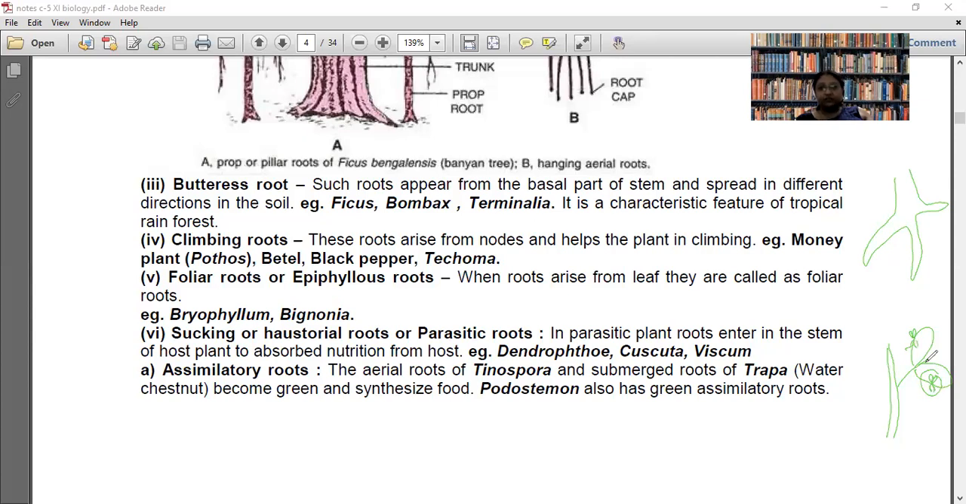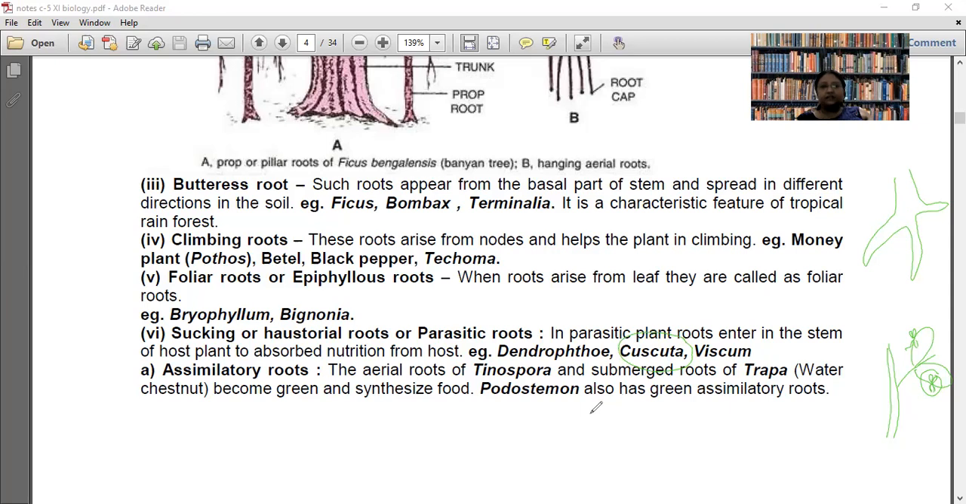Next is parasitic. There are some plants which do not have a single identity. They work as a parasite on other plants. They do not take food by themselves. Whatever the big plants are sucking up from the soil, whatever food they are producing, these plants have sucking roots or haustorial roots. They actually suck the nutrition from the host and survive on that. For example, cuscuta. Cuscuta is a plant which is actually parasitic.